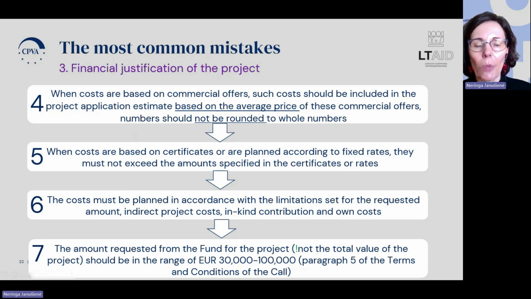The costs must be planned in accordance with the limitations set for the requested amount and indirect project costs, in-kind contribution and non-contribution costs. And the most important thing is that the amount requested from the fund for the project should be in the range of 30,000 to 100,000 euro. And it should be mentioned that the amount requested from the funds should not be mixed with the total value of the project.